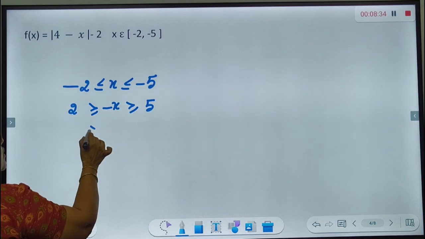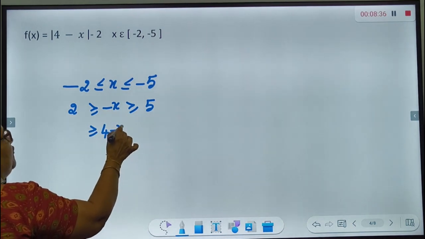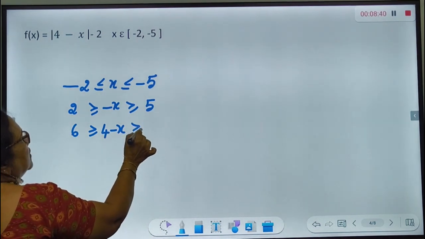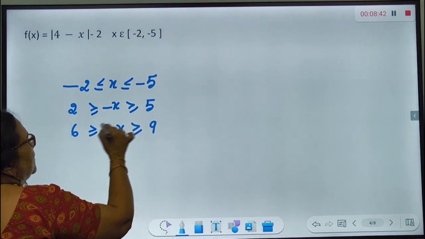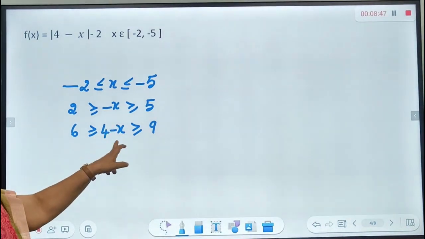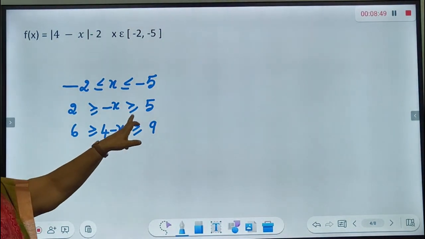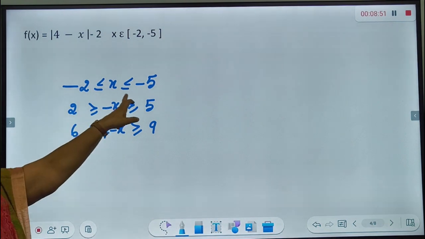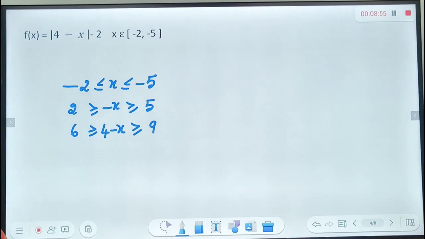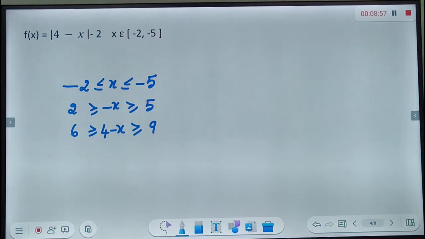So 4 minus x means I am adding 4 here. So if I add 4, I will get 6. 4 plus 5, 9. I am adding 4 throughout. So this becomes 4 minus x, this becomes 6, this becomes 9. This is the range of values of x which is given to you: -2 less than or equal to x, less than or equal to -5.